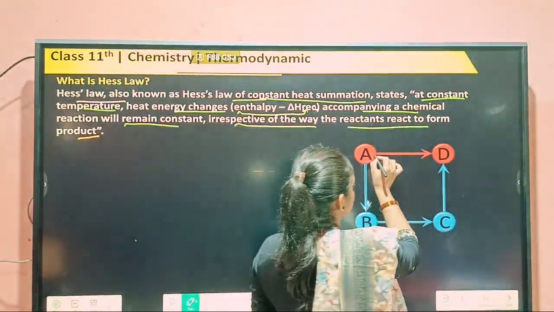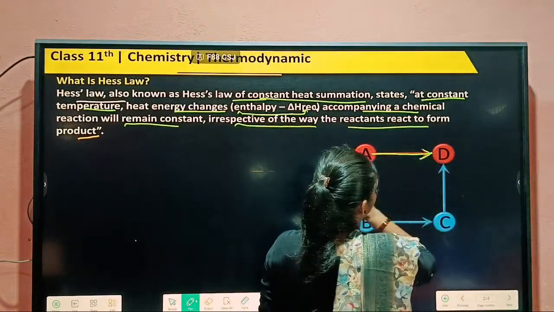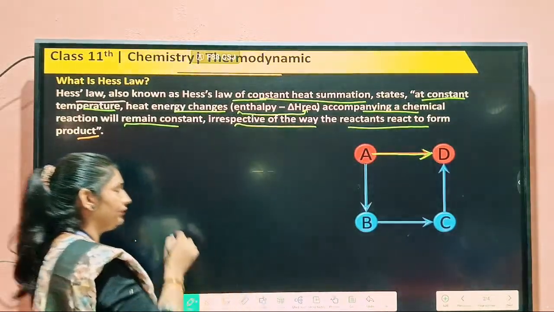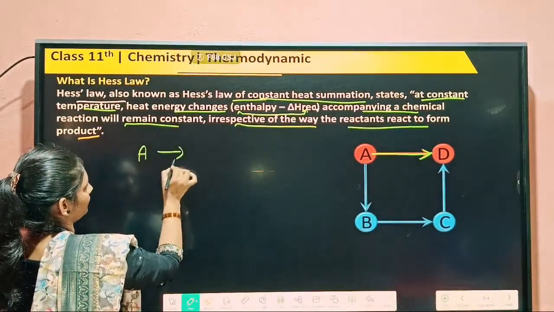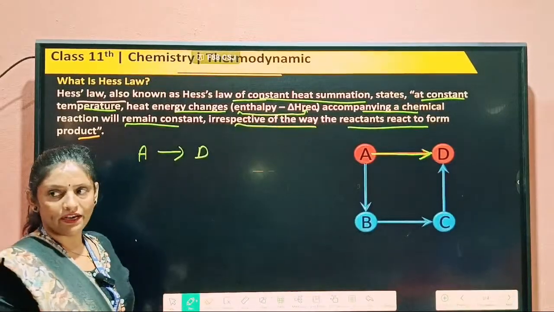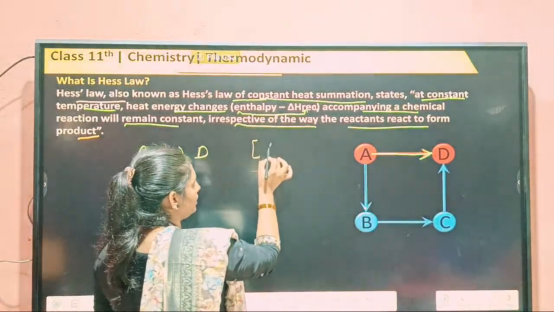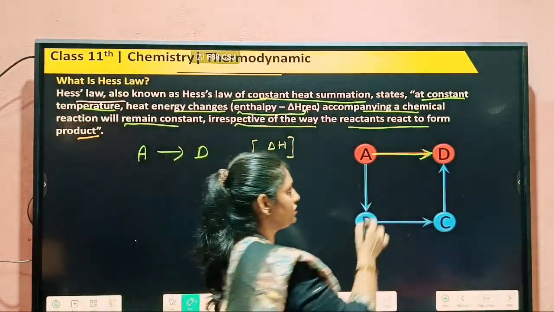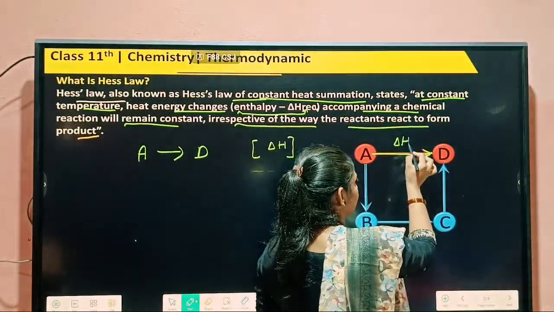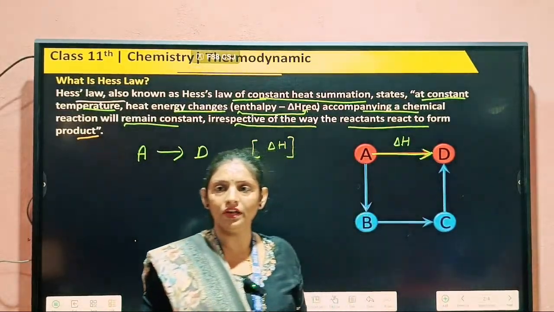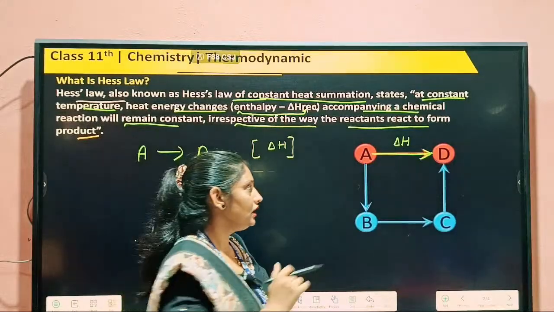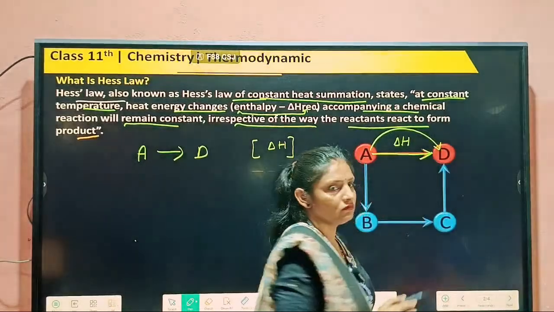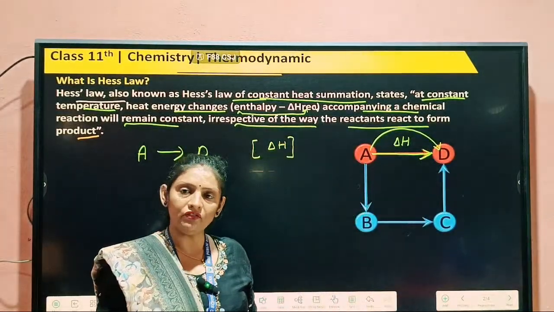Yes, you can understand it in this way also. Here students, let us consider you want to form D from A. Let us consider the enthalpy change is delta H here. One possibility is that directly you are moving from A to D. Second way is this.